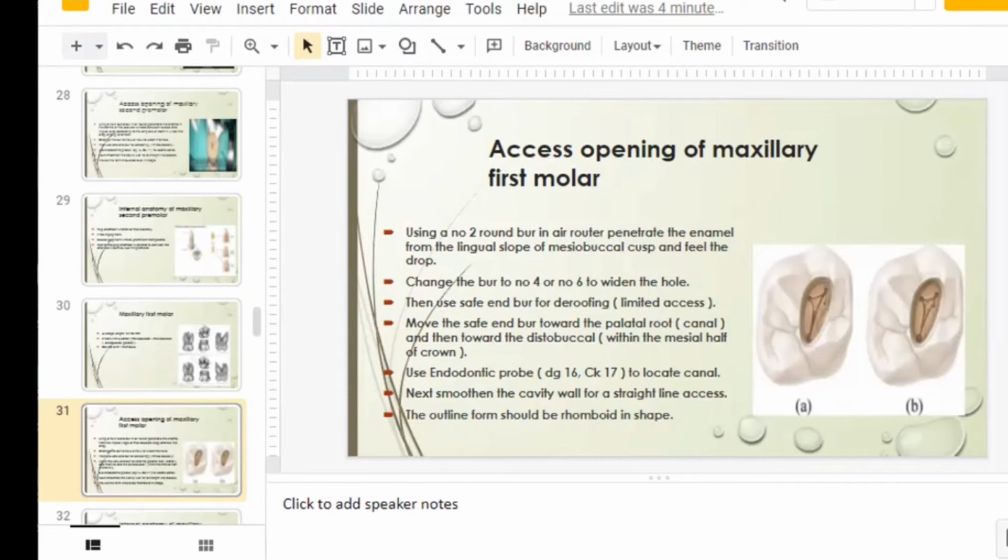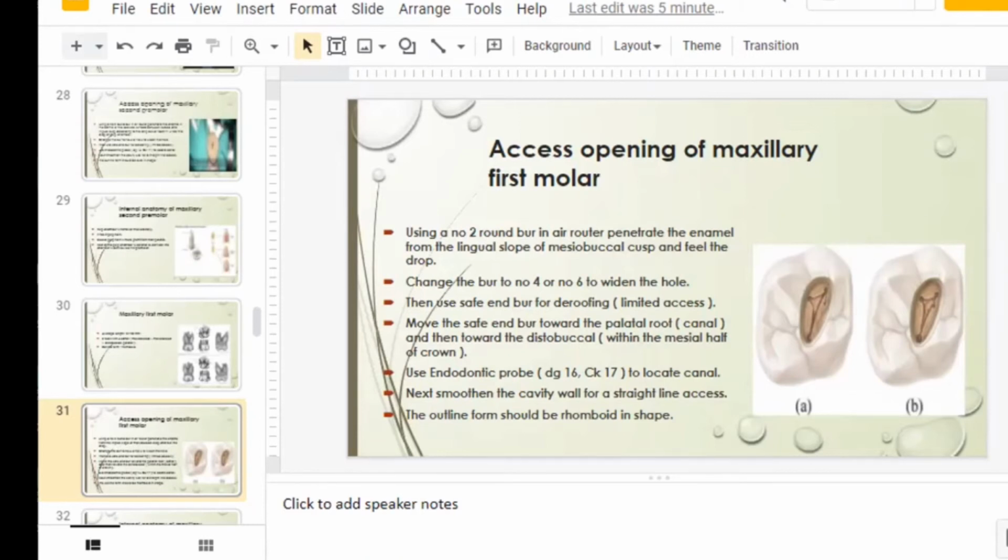So what is the shape here? It is almost triangular or rhomboid in shape. So first at the slope of the mesiobuccal cusp, get the drop, then with the Safe-end bur slowly move to the palatal, and come to the distobuccal and join there. It will come as a trapezoid shape. This is the axis opening of the maxillary first molar. Once you remove, you have to see such a nice dentinal map as shown in this picture.